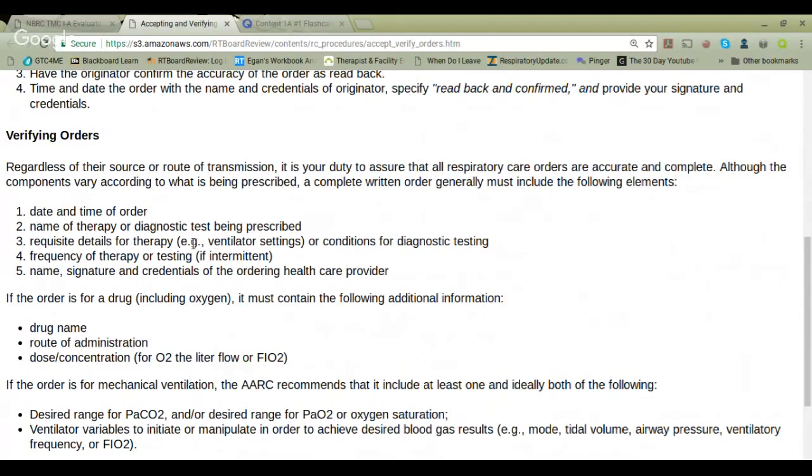Okay, that's a good question for a flashcard. So a complete written physician order must include 1, 2, 3, 4, 5: date and time, name of therapy or diagnostic test being prescribed, details of therapy or conditions for diagnostic testing, frequency of therapy or testing, name, signature, and credentials of the ordering provider. Or instead of saying of the ordering provider, just say of the physician.